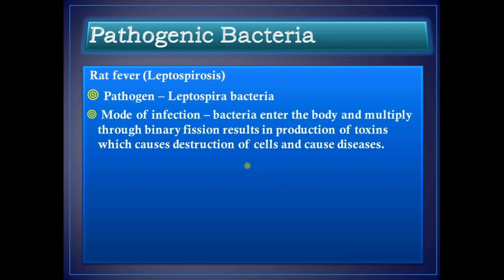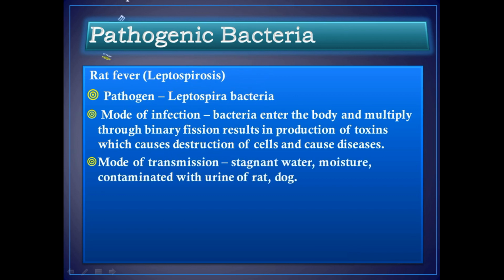So how do the bacteria attack our cells? They enter the body and multiply through binary fission. So the mode of reproduction in bacteria is binary fission. As a result of cellular metabolism, they dump waste in our cell called toxin, which causes the destruction of our cell and finally results in diseases.